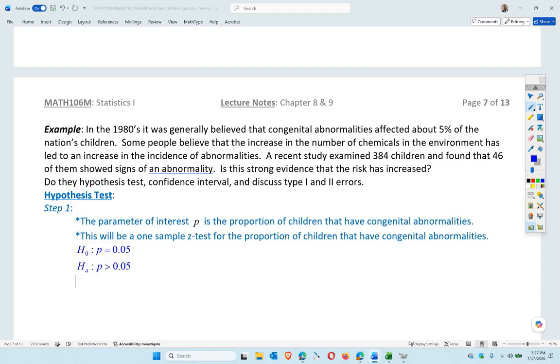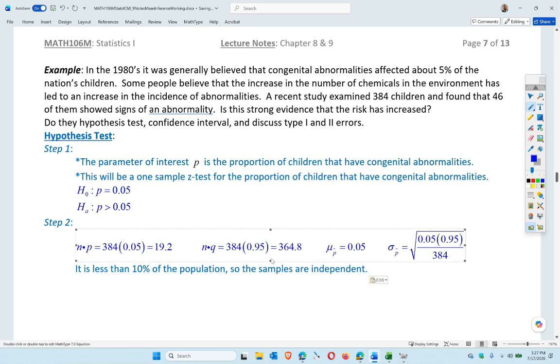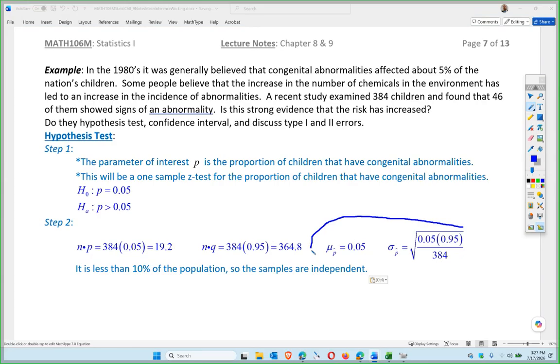So those are the things that have to be true. If we do n times p and n times q, both of these are more than 10, so we're good there. It means we have normality. And this is what the population should look like based on the samples.